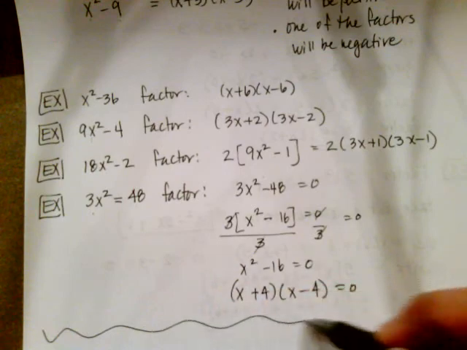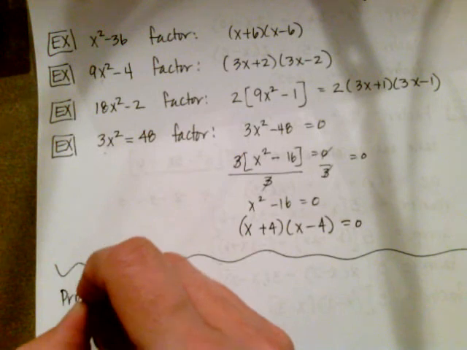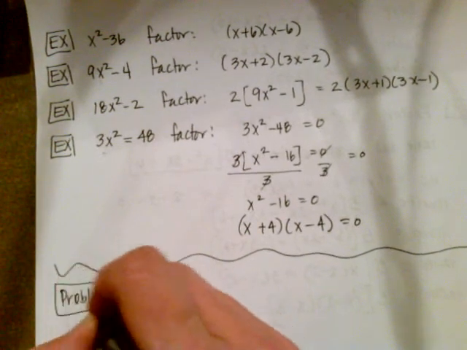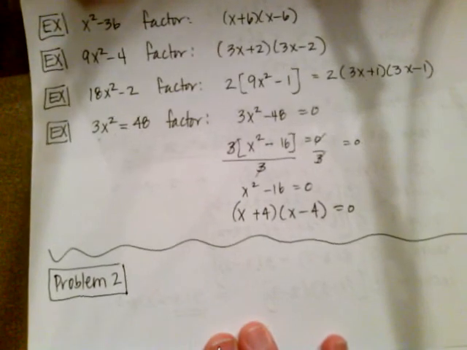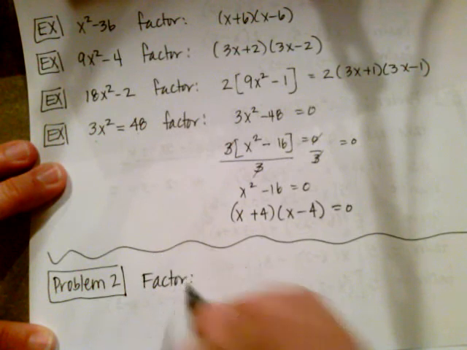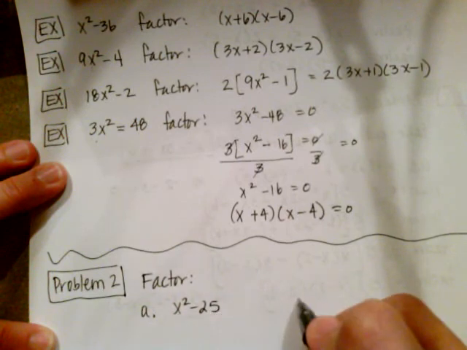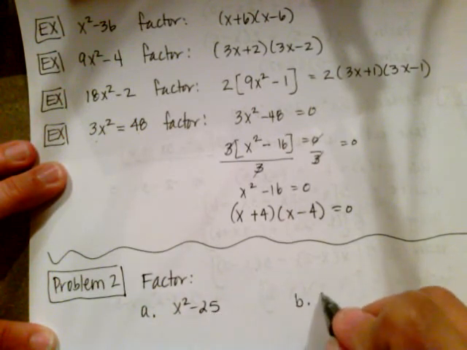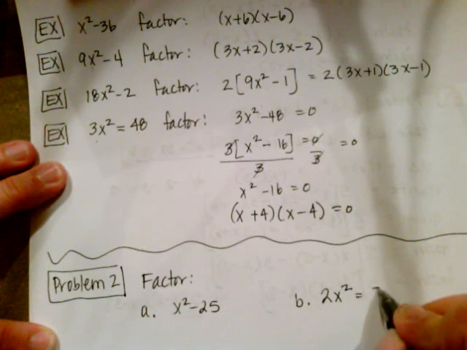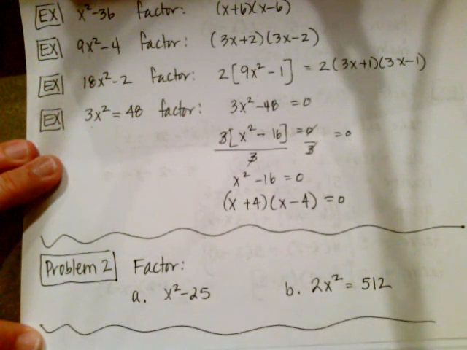Alright, we are virtually done. This was a very short lesson, which is nice. Here is your second problem. So once I get it recorded for you, then you're going to pause the video and do your second problem. It says to factor, and you have two problems. A is going to be x squared minus 25, and B is 2x squared is equal to 512. So those are your two problems. And your lecture is done. It was a very nice short lecture. Good luck with your problems.